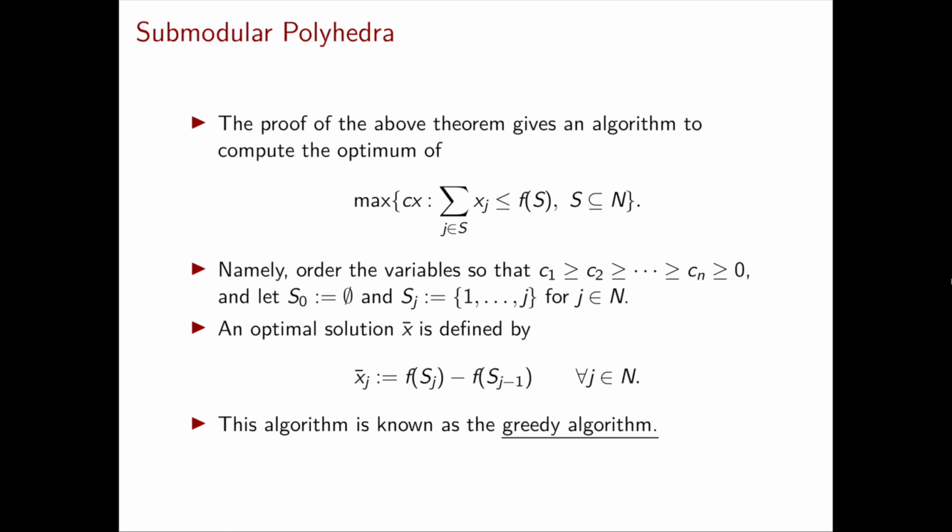So you have S_0 is the empty set, and S_j equal all the elements in the ground set from 1 to j for every j. And at this point, an optimal solution x bar is defined as in the proof. So x bar j is f of S_j minus f of S_{j-1}. So as you can see, this is exactly the same thing that happened for the spanning tree polytope. And again, this algorithm is known as the greedy algorithm. And that's everything we're going to see about submodular polyhedra.